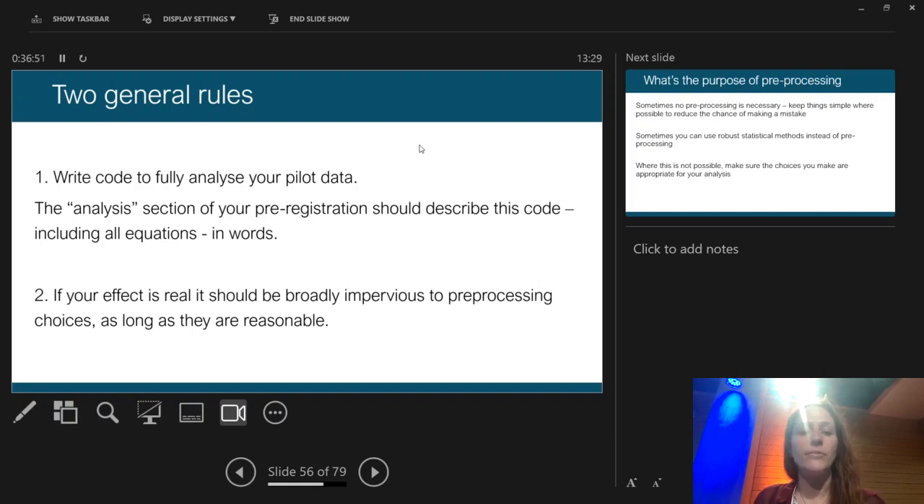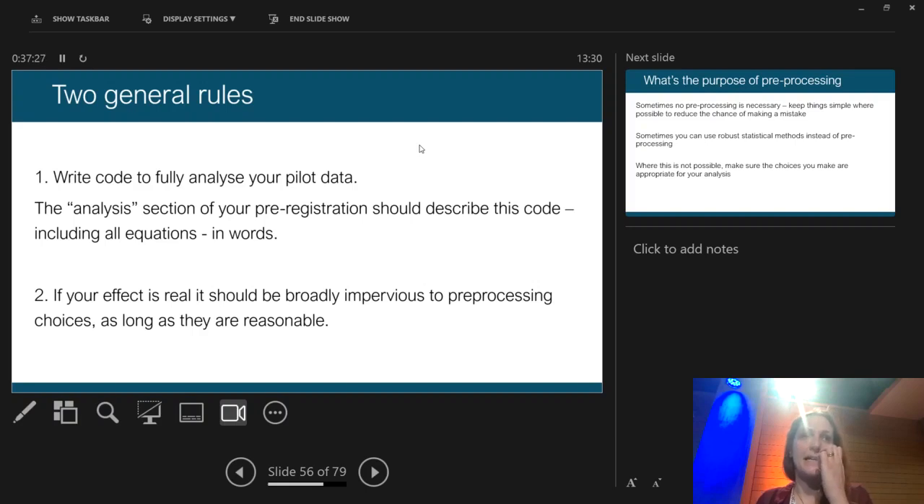So, two general rules for pre-registering pre-processing that apply across the board. One is to just write code that fully pre-processes or analyzes your pilot data, because that way the analysis section of your pre-registration and the pre-processing section is just what you've done to your pilot data. And also, if your effect is real, it shouldn't really matter what you've done pre-processing wise, as long as you haven't done something completely ridiculous.